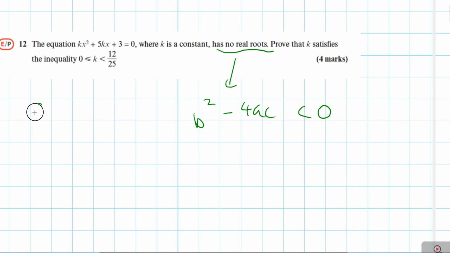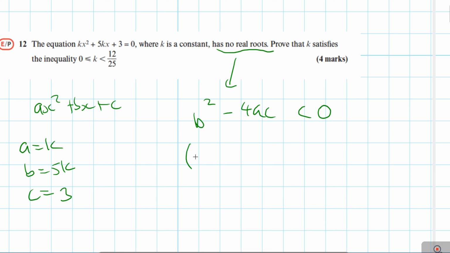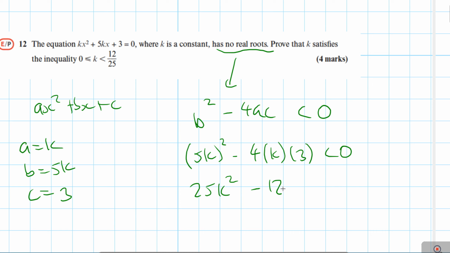So from our equation here, remember it's ax squared plus bx plus c. So here a is equal to k, b is equal to 5k, and c is equal to 3. So we're going to substitute that into our equation, so it's going to be bracket 5k squared minus 4 times k times 3 is less than 0. Then we expand our term, so 5 squared is 25, and k squared, and then minus 4 times 3 is 12, k is less than 0.